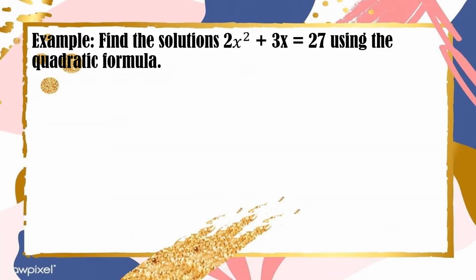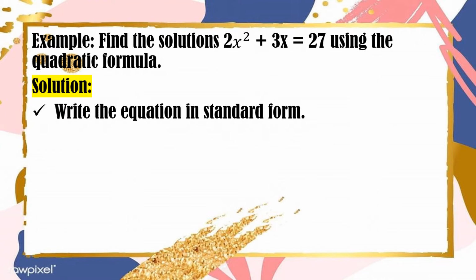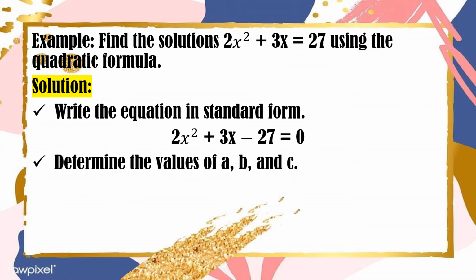For example, find the solutions of 2x squared plus 3x equals 27 using the quadratic formula. First, we need to write the equation in standard form. So 2x squared plus 3x minus 27 equals 0. Next, determine the values of a, b, and c. So a equals 2, b equals 3, and c equals negative 27.